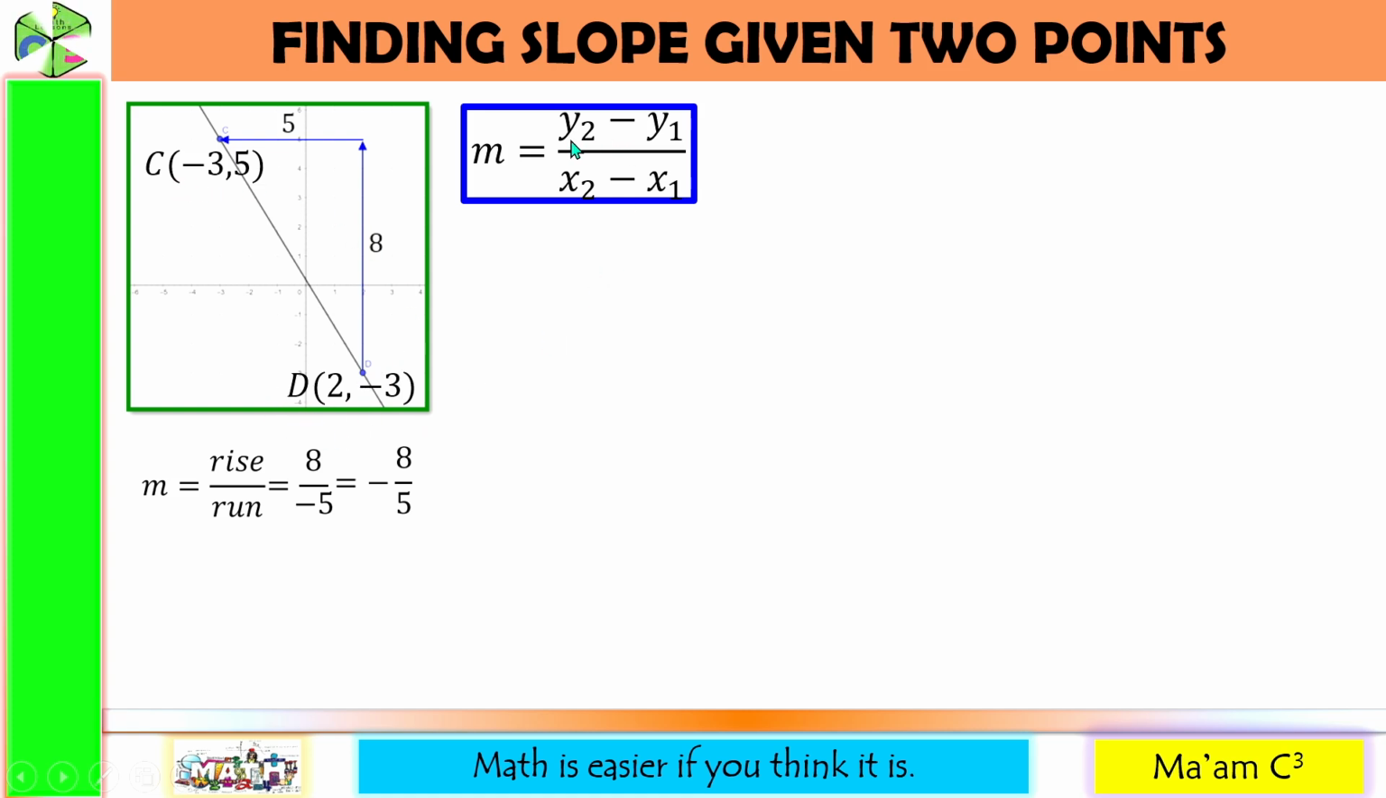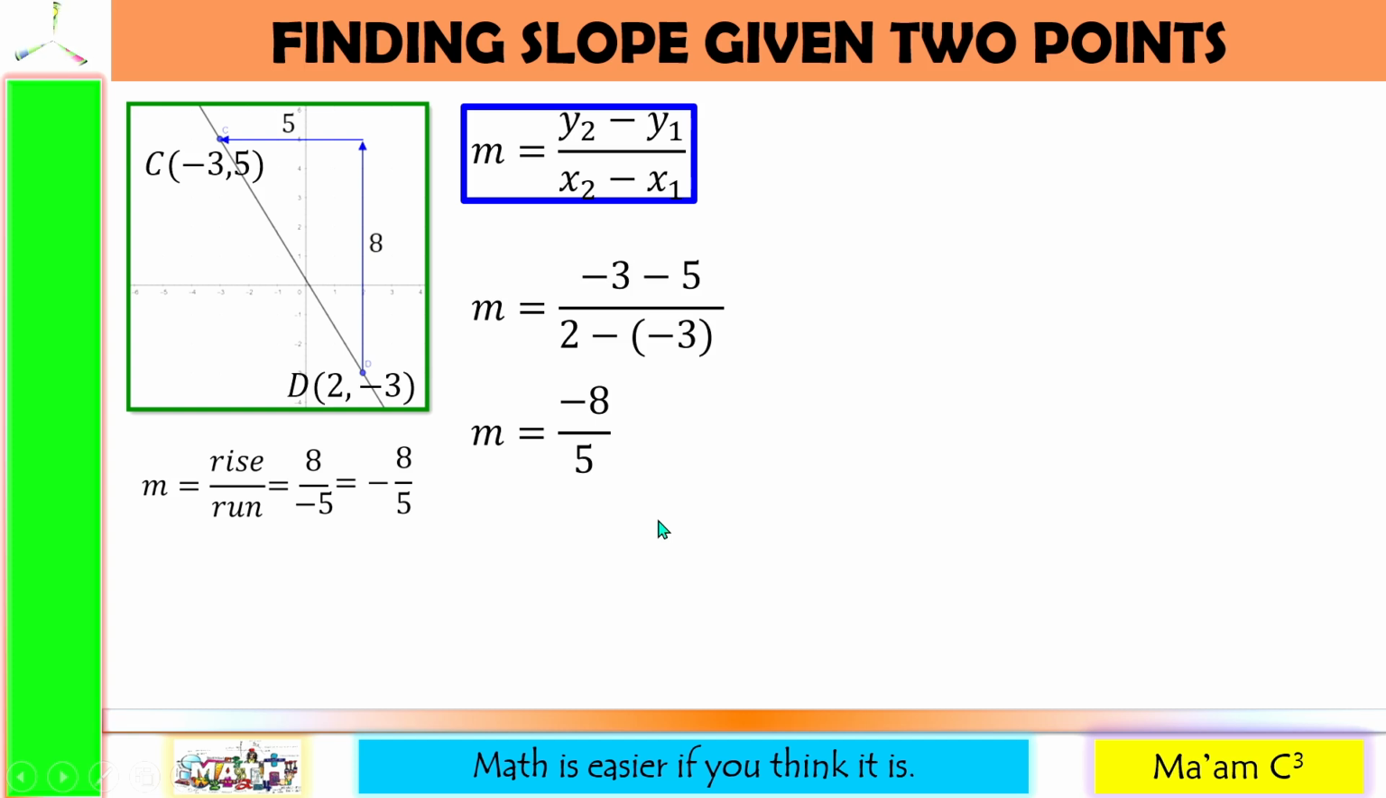So this will be y sub 2. It will be negative 3 minus 5. And then x sub 2 would be 2 minus negative 3. Negative 3 minus 5 is negative 8. Negative negative will become plus, so 2 plus 3 is 5. Negative over positive is negative, so the slope is negative 8 over 5. The same as our answer earlier.